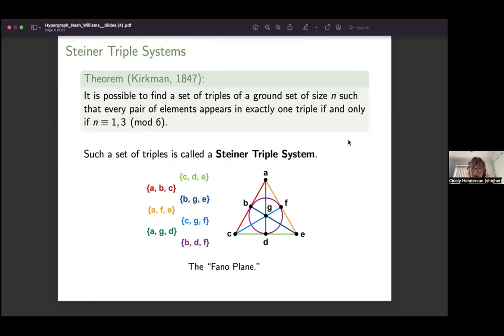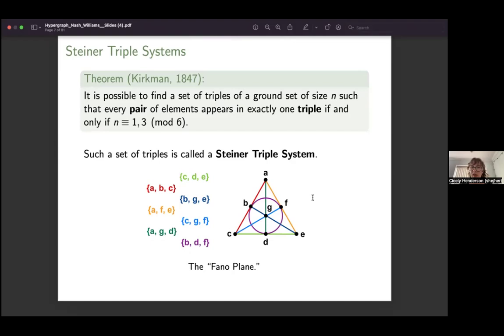Now, the most famous example of a Steiner triple system, the one you're most likely to have seen before, is called the Fano plane. So here we have a ground set of size 7, which I've labeled A through G. On the left, you can see this sort of set theory notation. We have sets of 3, but often this is visualized as this triangle diagram over here. So every line represents a triple. We have the red ABC, and here we have the red line ABC. And you can see that every pair of these nodes is together in exactly one line. So it's a Steiner triple system.